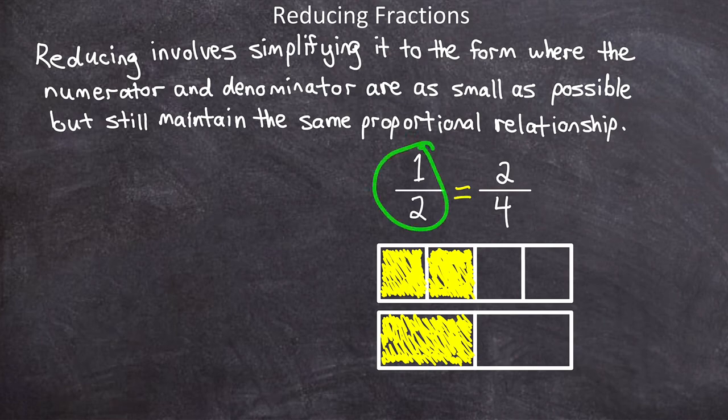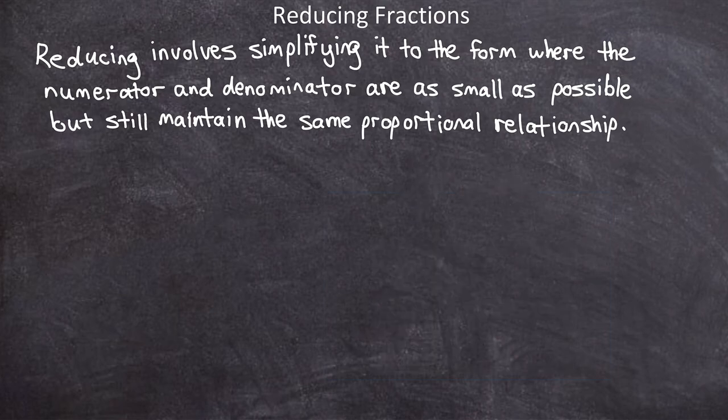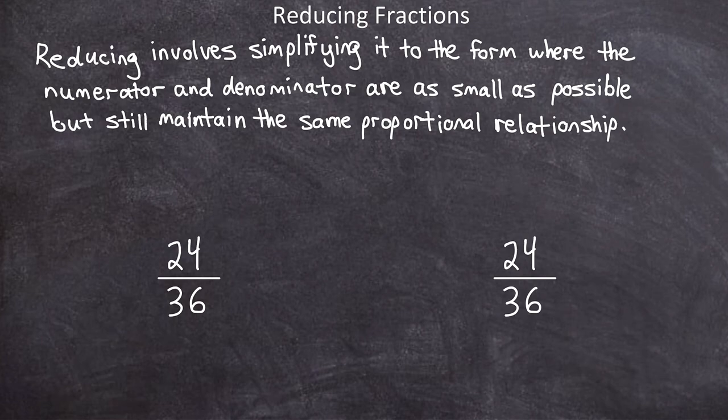But in this fraction, the numerator and denominator numbers are smaller. This is the reduced but equivalent version of 2 over 4. Now let me show you a couple different methods for how you can reduce fractions. So I'll get rid of this demonstration. Let's look at how we can reduce the fraction 24 over 36 using 2 different methods.